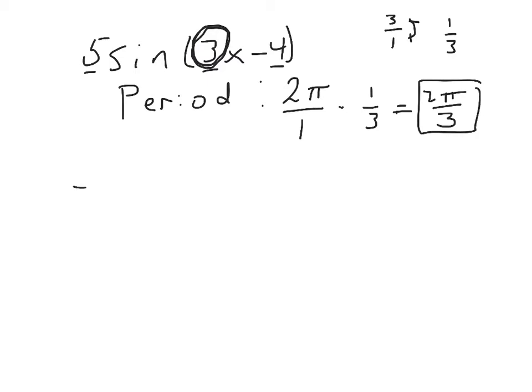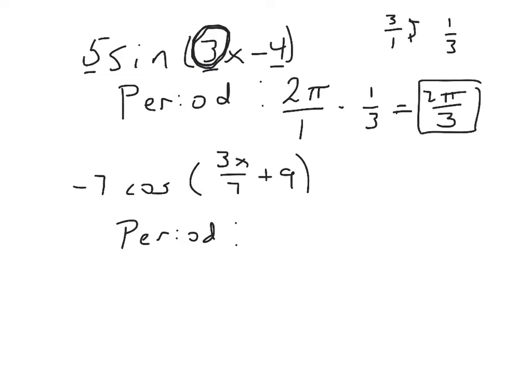So if I give you negative 7 cosine of 3x over 7 plus 9, and all I ask you to do is find the period. The normal period for cosine is 2 pi. It's important that I know the normal period for both sine and cosine is 2 pi. So 2 pi over 1 times whatever the horizontal stretch or shrink factor is.